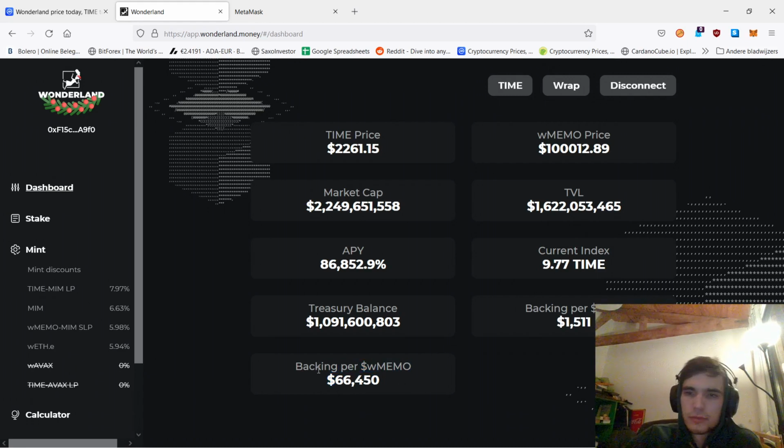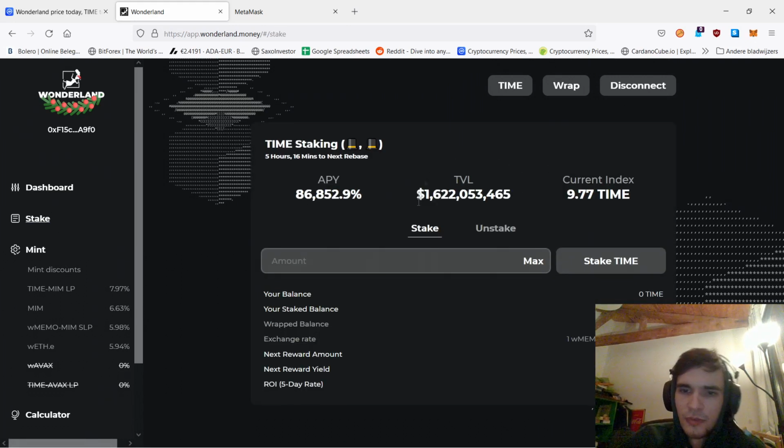Backing per wrapped MEMO, obviously this is in the same relation to the price of MEMO and wrapped MEMO, so this is in correlation. Let's go to the stake section. When you bought TIME, and I will show this in another video maybe, you would put in, for example, I bought 0.1 TIME, and then you can press stake and accept. The first thing you have to do with every new type of transaction you want to make with MetaMask or any other platform is approve first that it's okay to make such a type of transaction.